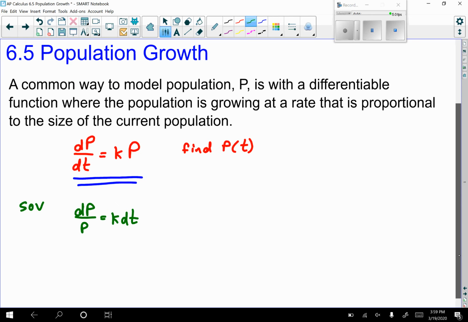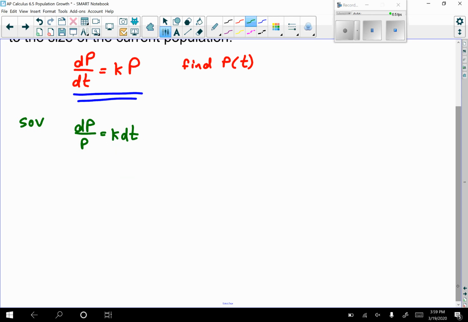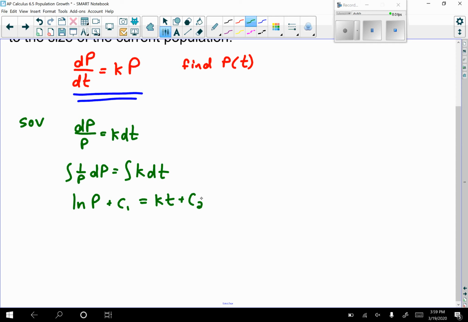We'll integrate each side. Once I can get the screen to work. All right, so we'll take the integral. We'll have 1 over p dp is the integral of k dt. So this will give us the natural log. Now, any population function should be positive. So for this, I am not going to put the absolute value bars. So we'll just have the natural log of p plus our first constant over here. Again, k is a constant, so we get kt plus the second constant over here.